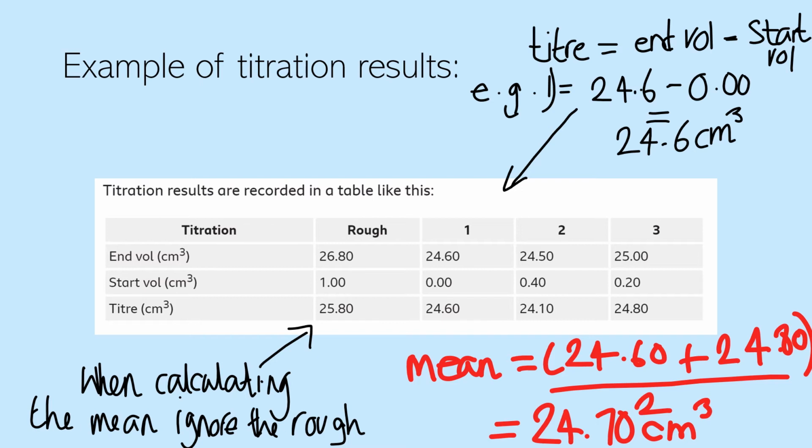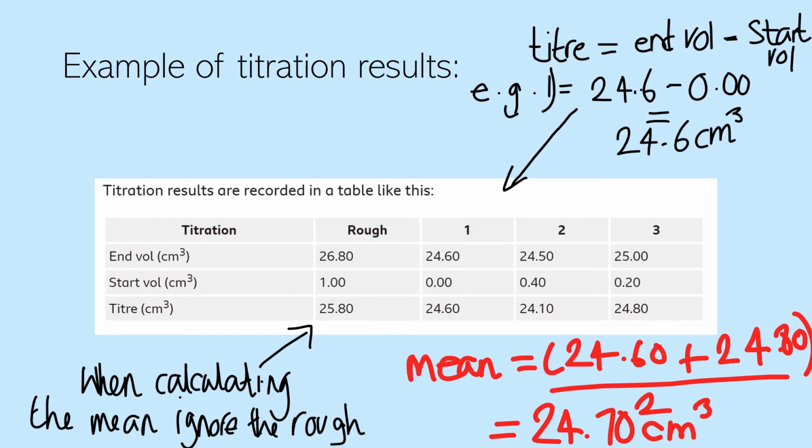For example, looking at number 1, our end volume was 24.6 and our start volume was 0, so I'm just going to do 24.6 minus 0, and this equals 24.6 centimeters cubed. So this would be our end point. So that's just in the top corner here.